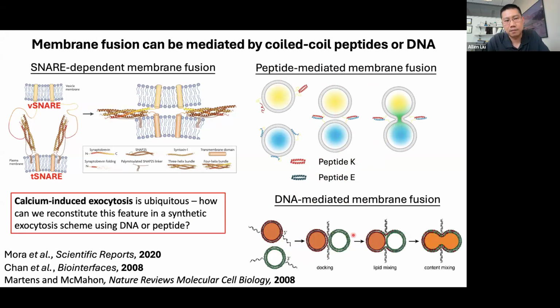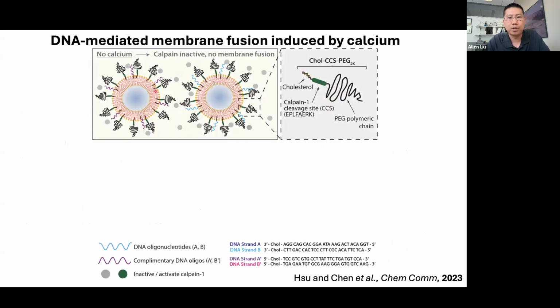And in fact, the living system actually uses calcium as a way to induce SNARE-mediated fusion. So the question we want to ask is, how can we reconstitute this feature in a synthetic exocytosis scheme that can be broadly applied to either DNA or peptide? So we came up with this idea where we attach a PEG chain onto the membrane, essentially blocking the two membranes from interacting with one another. In this example we're using DNA, but we have also done this with peptide as well. We can graft complementary peptide on each of the vesicles, allowing the PEG to serve as a shield.